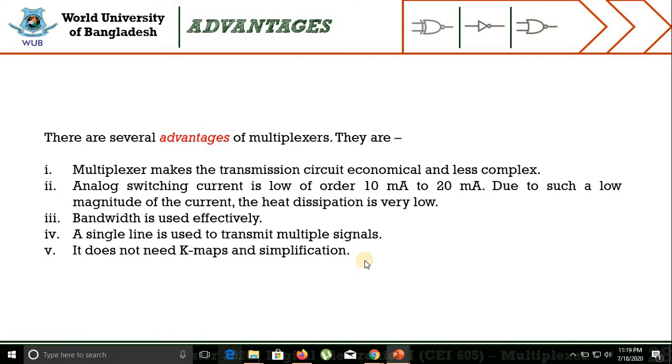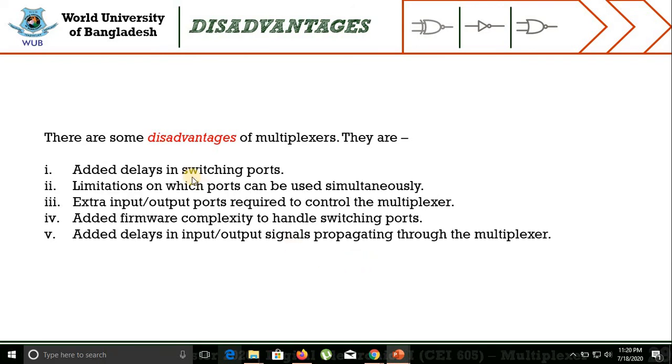So let's move into the next slide, which represents the disadvantages of multiplexers. Now, time to learn the disadvantages of multiplexers. Number 1, added delays in switching ports. Next, limitation on which ports can be used simultaneously. Next, extra input or output ports required to control the multiplexer. Next, added firmware complexity to handle switching ports. Next, added delays in input or output signals propagating through the multiplexer.